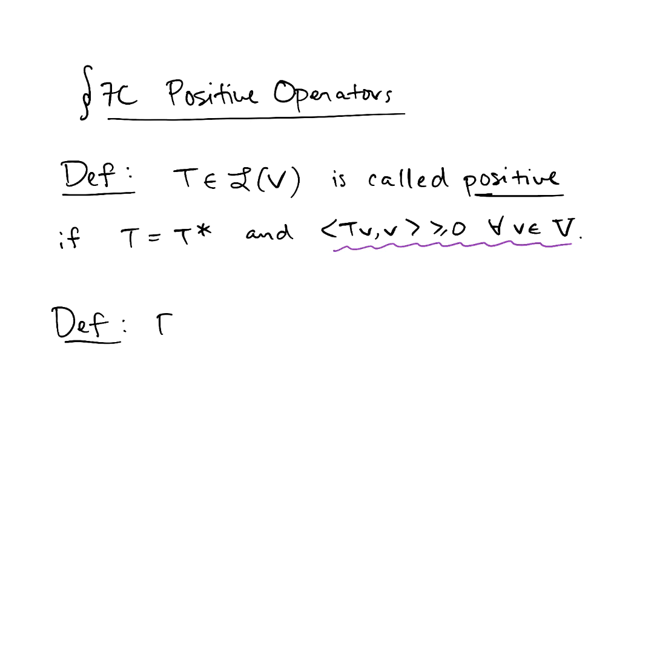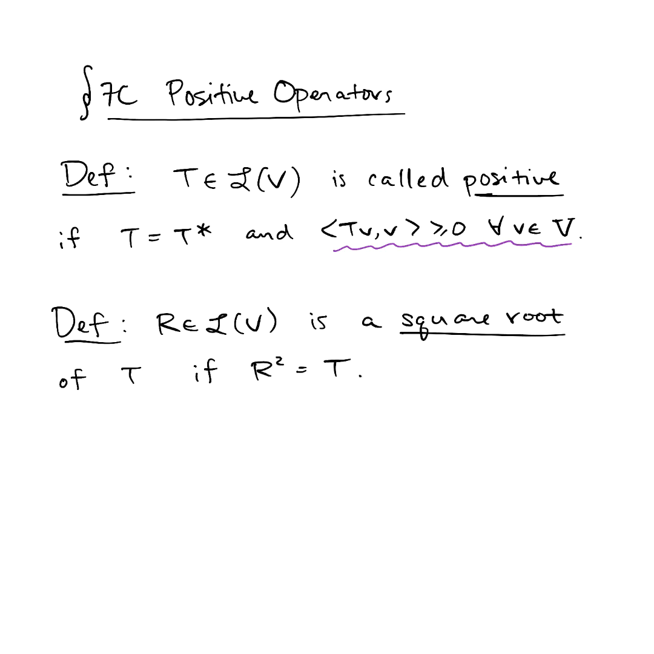Definition: R, a linear operator on V, is a square root of T if, when you do R twice in a row, you get T. Okay, so it looks really algebraic. R squared equals T. That's what it means for R to be a square root of T. 4 squared equals 16, so 4 is a square root of 16.